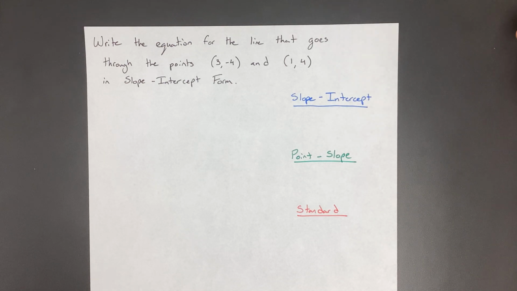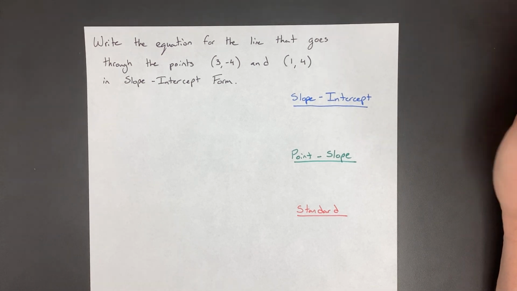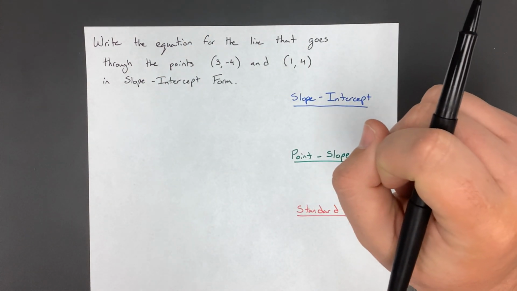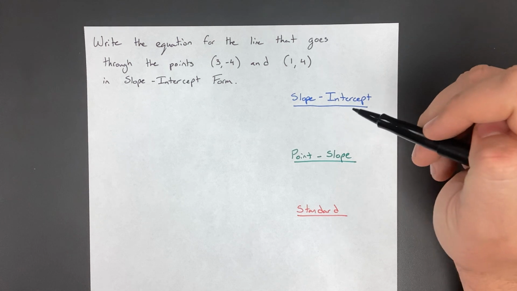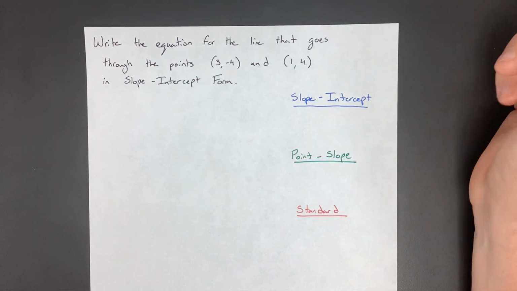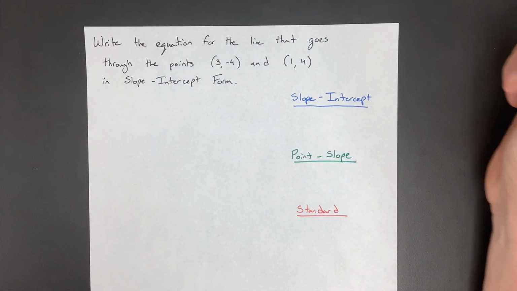Welcome in, everyone. In this video, we are going to review writing equations for lines that go through 2 points, or writing linear equations. The first thing I want to talk about before we get into actually creating the equation for the line through these 2 points is the 3 forms of linear equations we use in math.